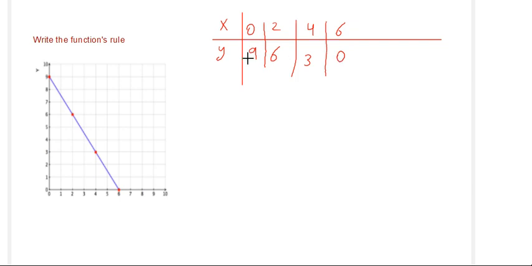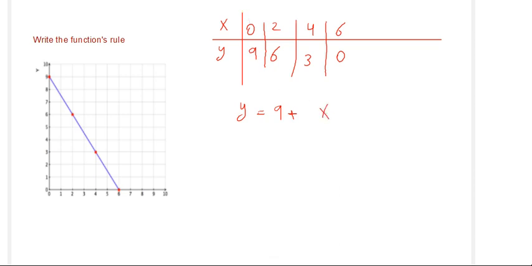The first point is (0, 9). It means that in the function we have a constant, 9, because when x was 0, there is nothing multiplied with 0 that gives us 9. So there must be something added to the expression, which is here 9. As we can notice, it is decreasing: 9, then 6, then 3, then 0. So it is a linear function, so we have the variable x.